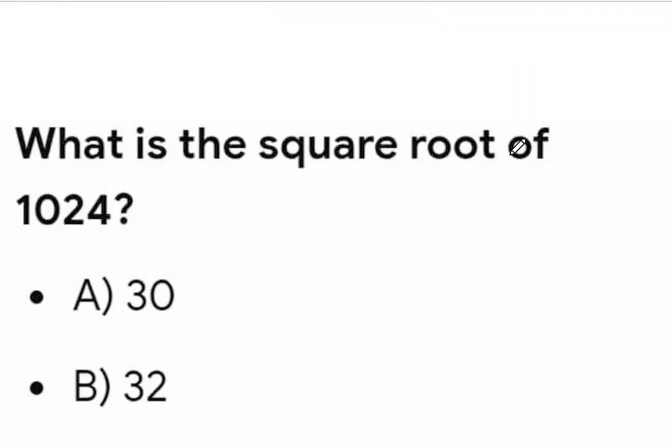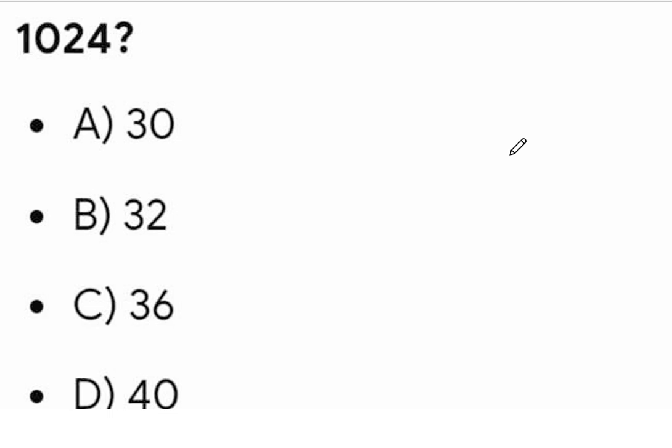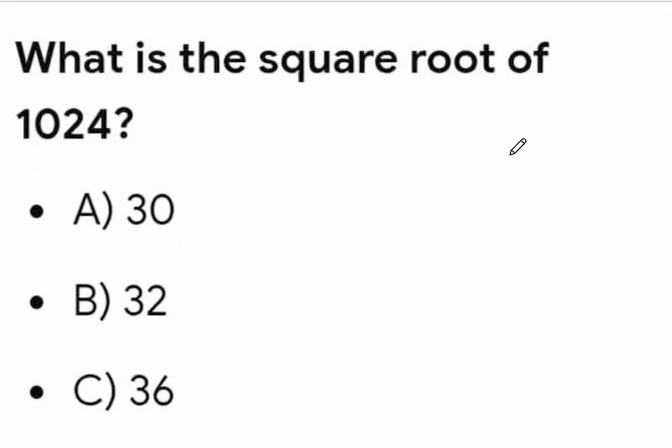So next one. What is the square root of 1024? If I give 4, 9, 25, 16, small numbers, you can easily tell the square root of those numbers. Square root of 4 is 2, square root of 16 is 4, square root of 25 is 5, like that. But here they are given 1024. So for this bigger number, how to factorize? One of the methods to find the square root is the factorization method.